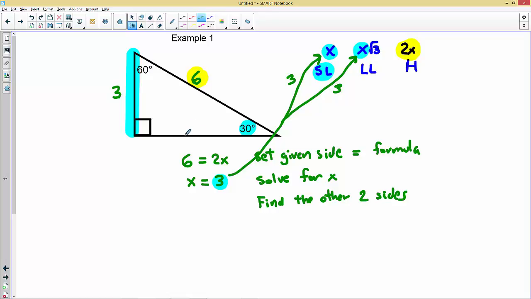Okay, and then down here, we're going to plug a 3 in here. Now, if you plug a 3 in for x here, if you just put a 3 there, it's easy. It's 3 radical 3. Now, normally you'd have to multiply it by radical 3, but in this case, it's already done for us. So it's just 3 radical 3.